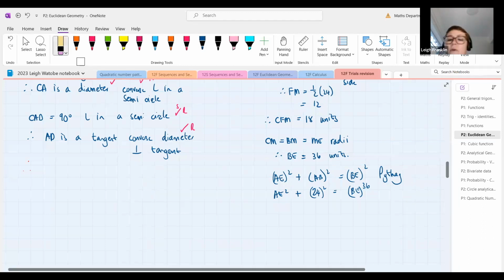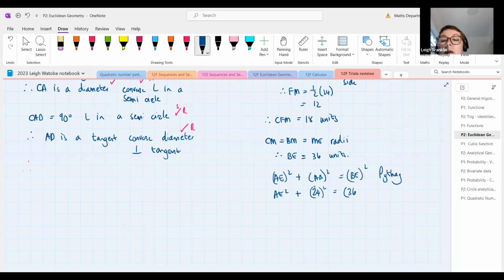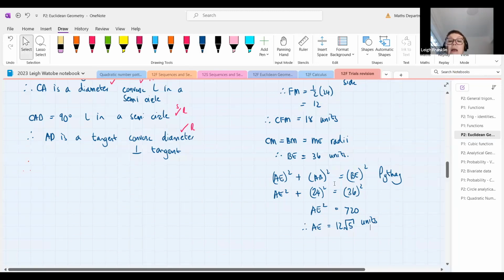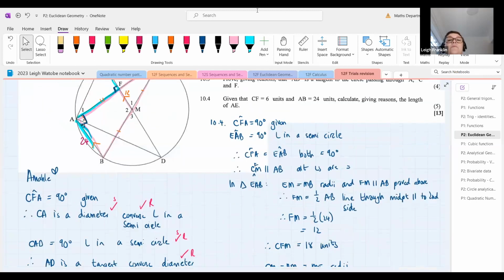Oh gosh, what am I doing here? Sorry. What am I writing? I meant 36 squared. Sorry, it's been a long week. Okay, so AE squared will be 36 squared minus 24 squared, which gives us 720. And then we're going to take the square root of that. So therefore AE is equal to 12 root 5, or 26,83. Okay. All right, that is a problem-solving question.